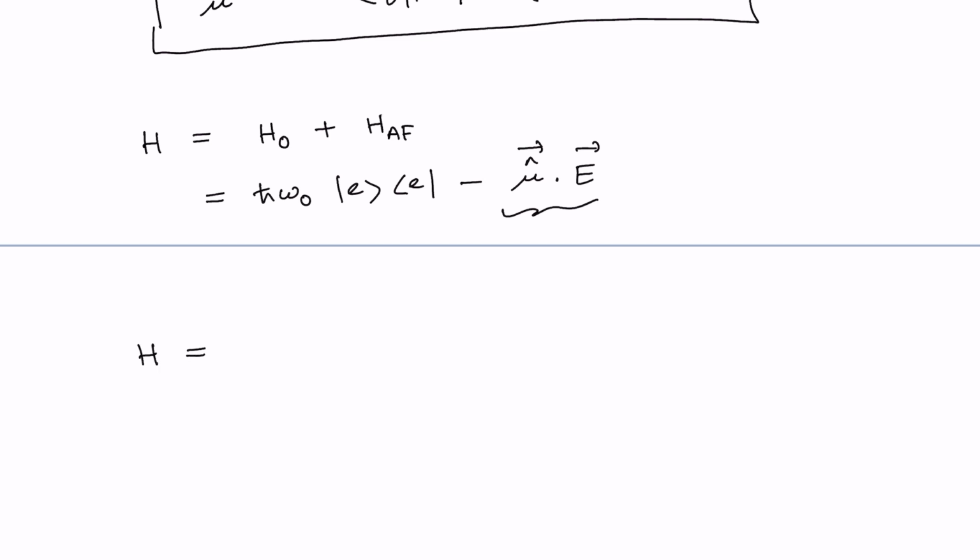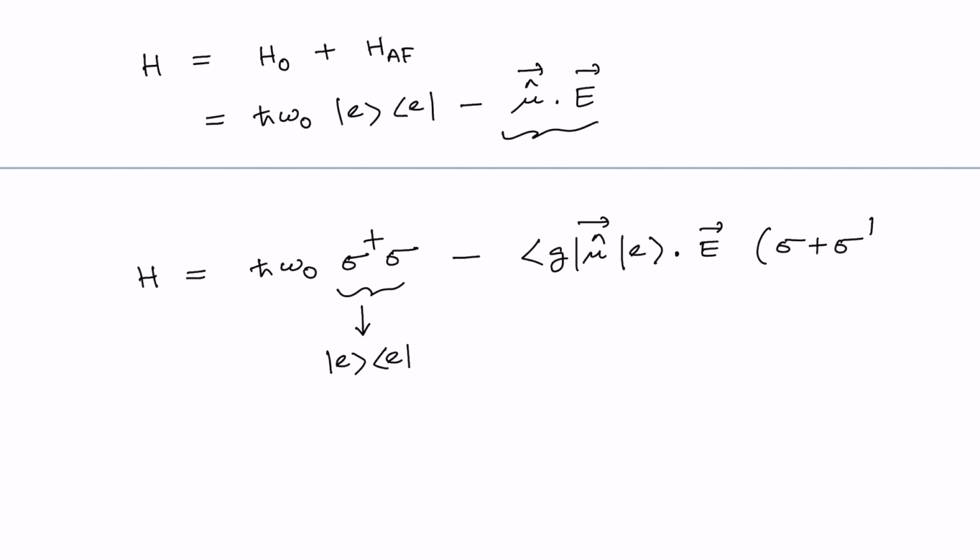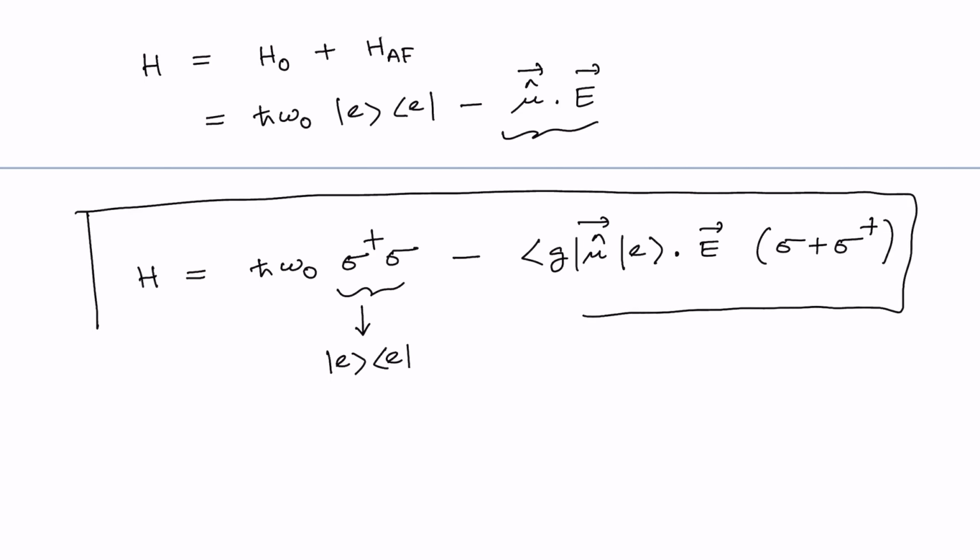So the total Hamiltonian, I can also write in this form: ħω0 σ†σ, where you can show that σ†σ is nothing but |e⟩⟨e|, and the other part is -μ·E, with the dipole moment proportional to σ + σ†. So this is the full Hamiltonian of the atom-field composite system.